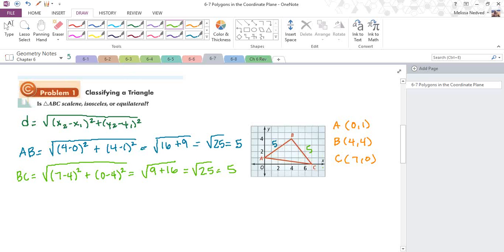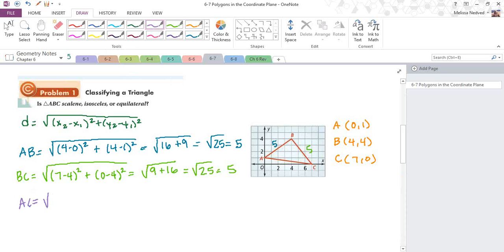So where we're at, we can already rule out scalene triangle. We know that this is not a scalene triangle because a scalene triangle has no sides congruent, and this figure has at least 2 congruent sides. So now we need to determine whether it's isosceles or equilateral, and we're going to do that by finding the length of our last side, side AC.